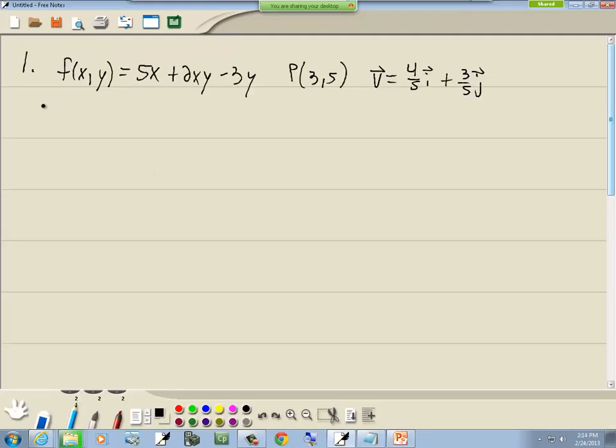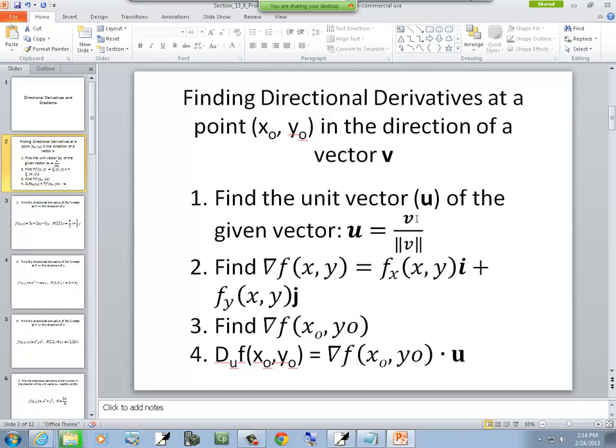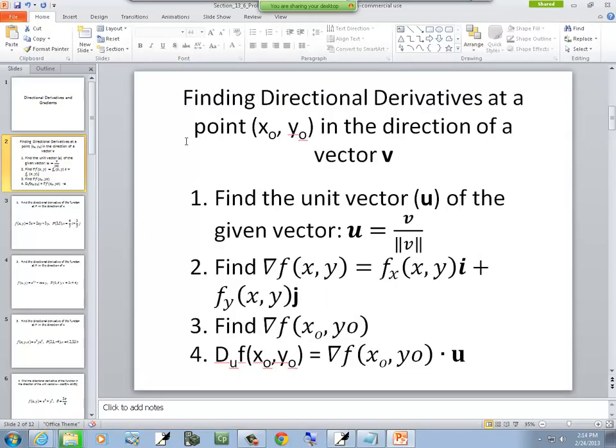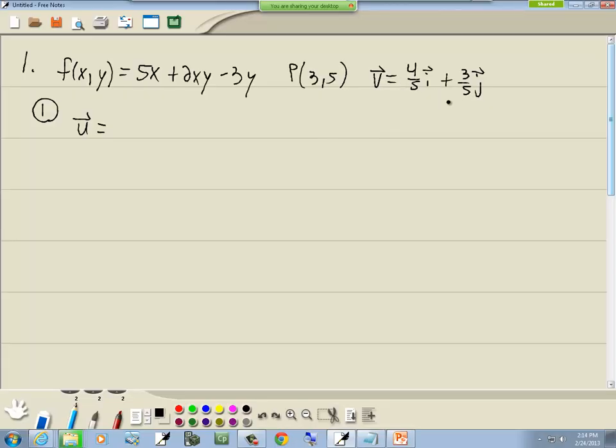Our first step is we need to find a unit vector. I'm going to go through the steps for this, but this is actually already a unit vector. I can tell because of the 4/5 and the 3/5. But these steps will work on all of them, even if they're already a unit vector. So we take 4/5 i plus 3/5 j. Actually, let me write the formula down first. Okay, so this is going to be v over the magnitude of v.